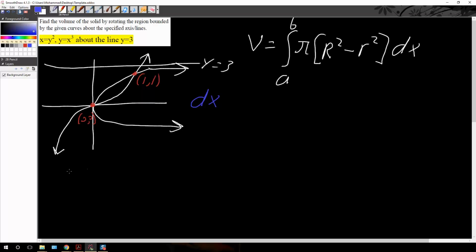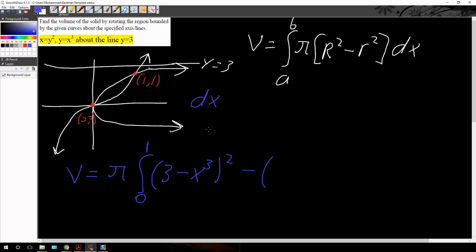So we say V equals pi, which we can put in the front. Our a is going to be 0. Our b is going to be 1. And our big R value is going to be from here to here. So we can say 3 minus x cubed, squared, minus the little r.